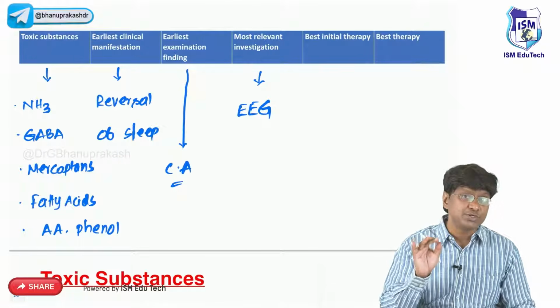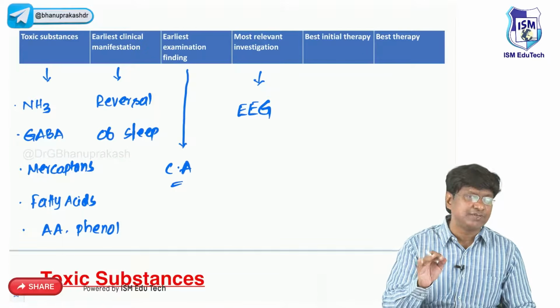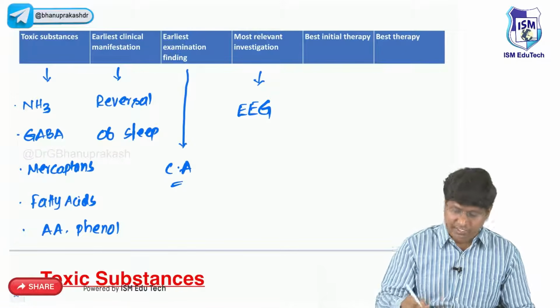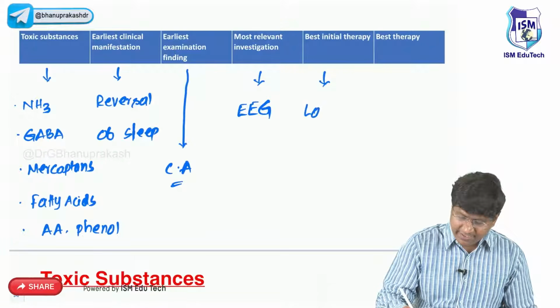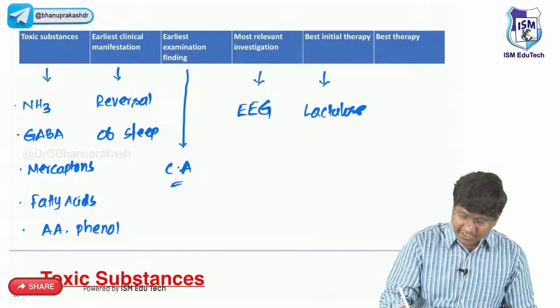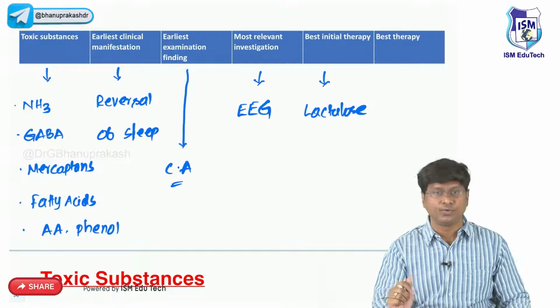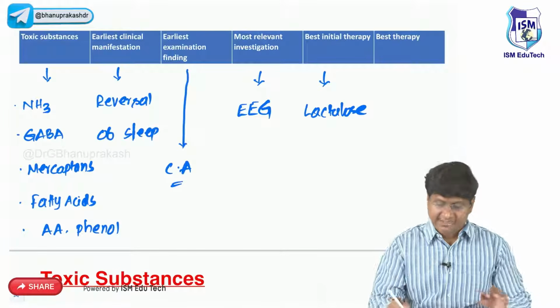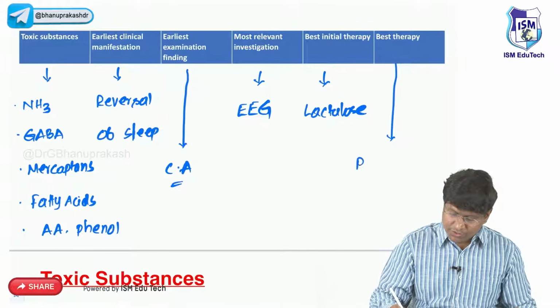Now, what is the advantage of giving this lactulose? The lactulose will convert ammonia to ammonium, and ammonium is being excreted out. Okay, so the best initial therapy will be lactulose. This will convert ammonia to ammonium, right? And what are the other treatment options? The other treatment options include rifaximin.